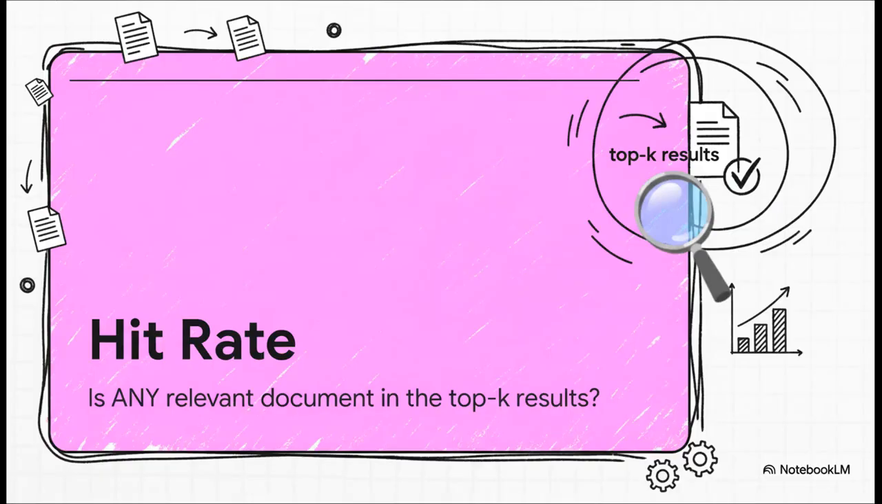First up, we've got hit rate. This is like the most basic, fundamental check. It's a simple yes or no question. Did any of the right documents show up in your results? If the answer is no, well, you know you have a serious problem right at the very beginning.